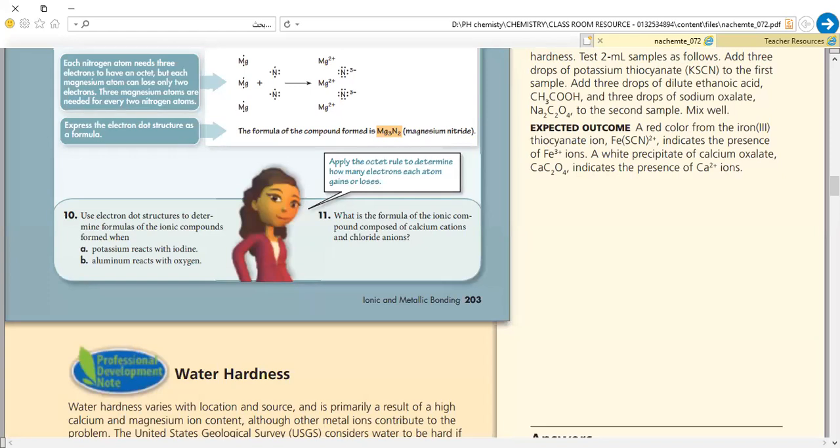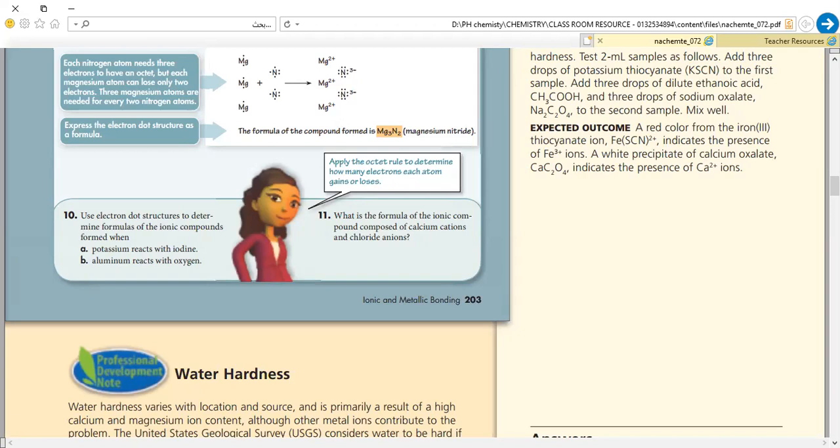Can you read the question? Question number 10 here in your textbook, page 203. Fahad al-Barrak. Yes, mister. Can you read question number 10? Okay. Question number 10. Use electron dot structures to determine formulas of ionic compounds formed when A. Potassium reacts with iodine and B. Aluminum reacts with oxygen.